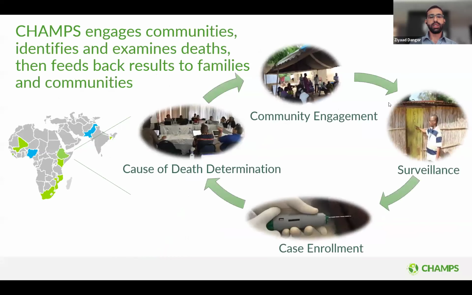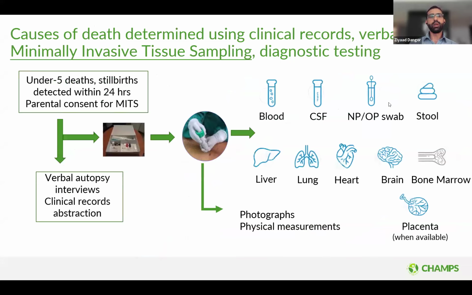So really what CHAMPS is trying to do is engage with communities to identify and examine the deaths that occur and provide the feedback that is required to these families as to what the causes of death are, as well as provide a public health requirement. And it does this essentially by using clinical records, verbal autopsies, and this concept called minimally invasive tissue sampling.